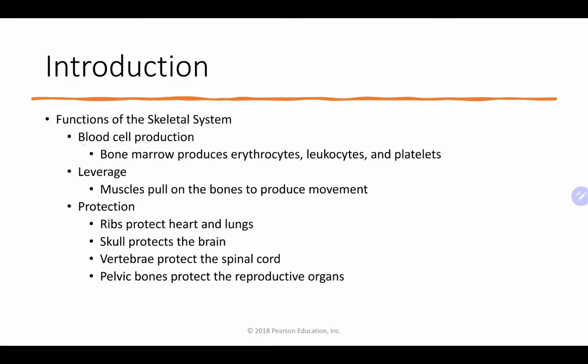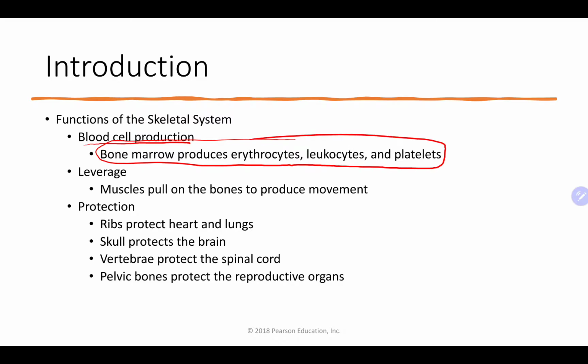We're able to make blood cells, okay? So your bone marrow will produce these red blood cells, right? And these white blood cells and these platelets, right? These erythrocytes are these red blood cells, okay? And your bone marrow will produce that, okay?